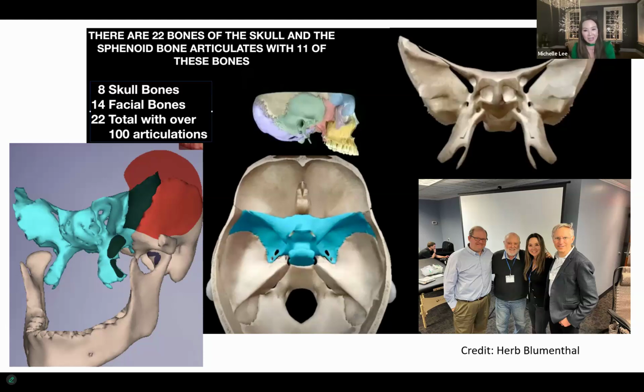Interestingly enough, the temporalis, lateral pterygoid, and the medial pterygoid all originate from the sphenoid bone. Our elevator muscles attach to the sphenoid bone through the pterygoid plate. Our muscles of mastication attach to the sphenoid bone. The lateral pterygoid muscle attaches to the sphenoid bone.